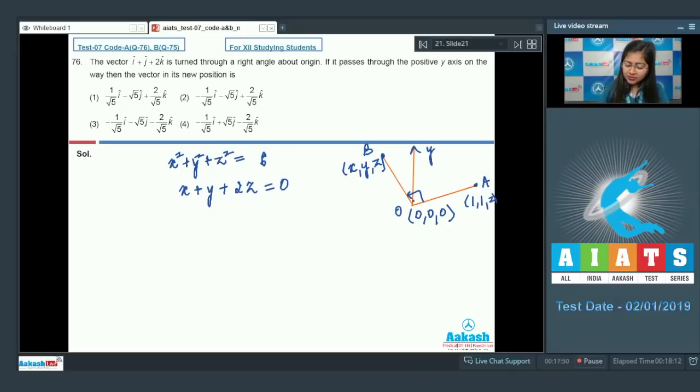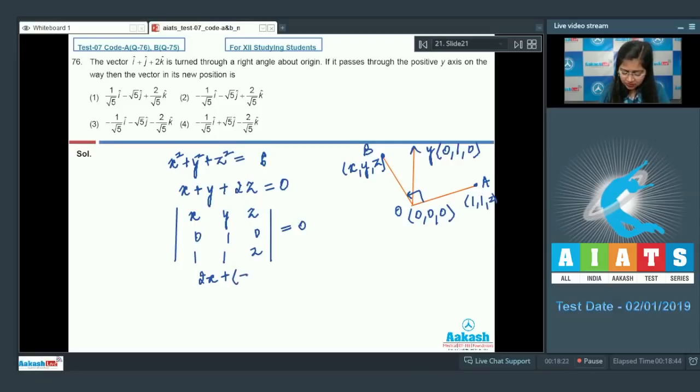And thirdly, we can see that these three vectors are making a volume of 0. That is, we can put the determinant of x, y, z, 0, 1, 0, 1, 1, 2 equal to 0. So from here we find that x into 2 plus y into 0 plus z into minus 1, that is minus z, is equal to 0. So we have three equations in x, y, z and we can solve them, right?